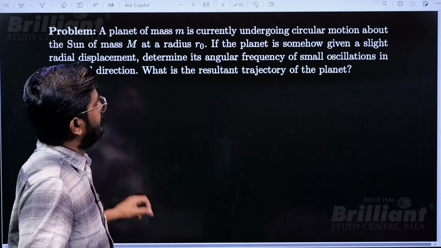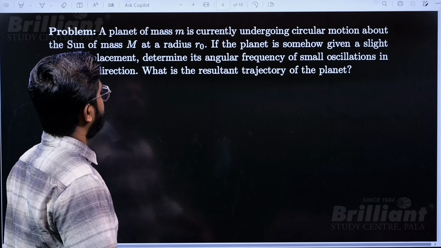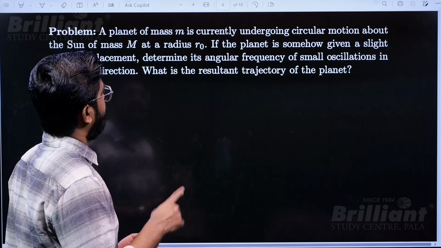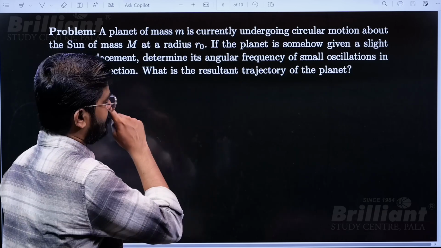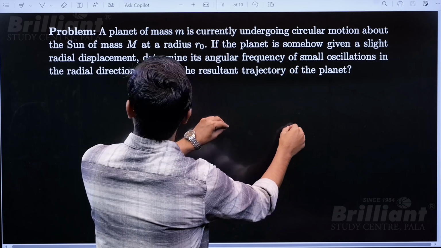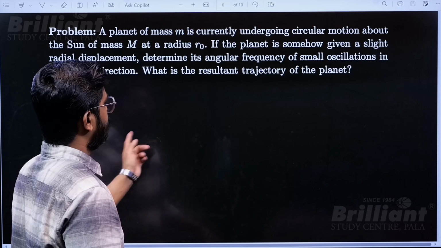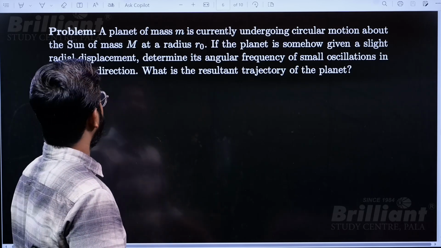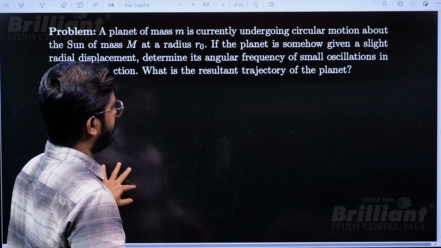A planet of mass m is currently undergoing a circular orbit about a sun of mass M at radius r0. If the planet is somehow given a slight radial displacement, so something is performing circular motion around the sun, that planet is given a slight radial displacement, then what will happen? So yeah, anyway they said it will perform oscillation. Determine its angular frequency in the radial direction, and what is the resultant trajectory of the planet.